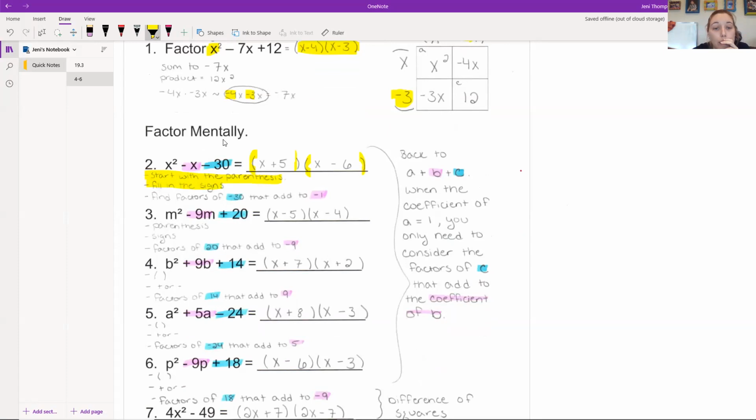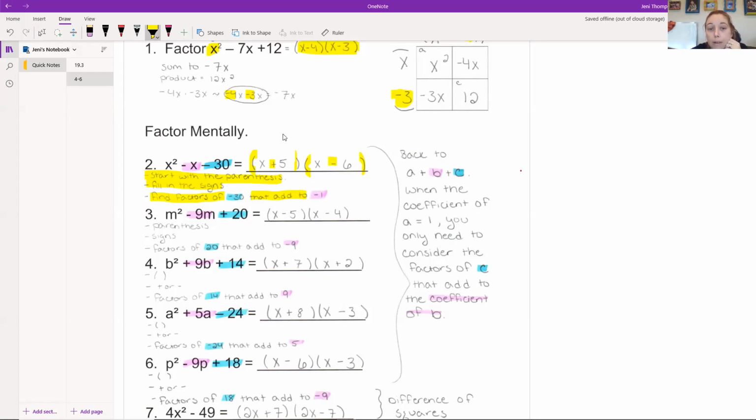So we know that we need to find factors of negative 30, right? Okay, so if that's a negative, then I know I need a positive and a negative, because a positive times a negative gives me a negative. So I know I need a plus and a minus there. So finally, I find the factors of my C, negative 30, that add to negative 1. Well, 5 and 6 are factors that when multiplied together give me 30.